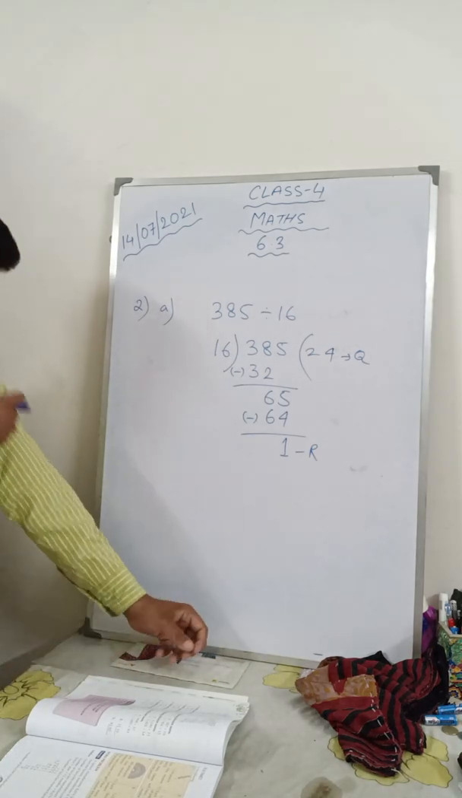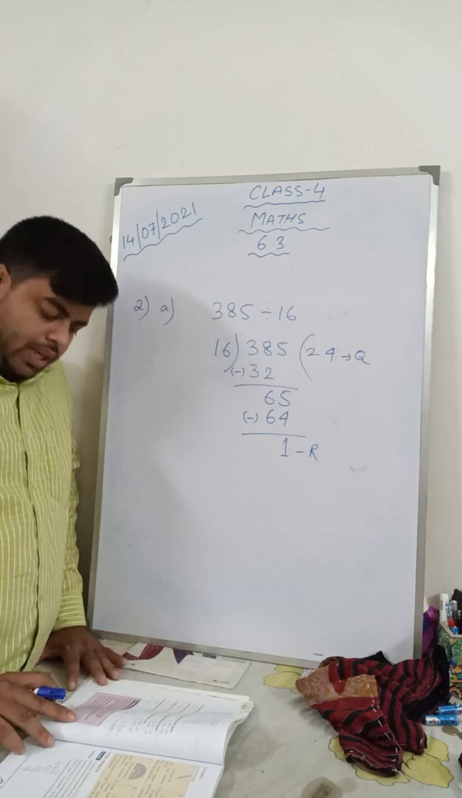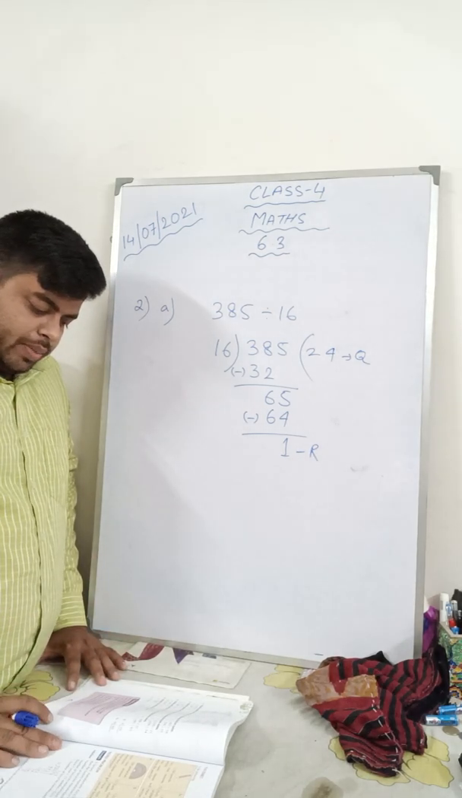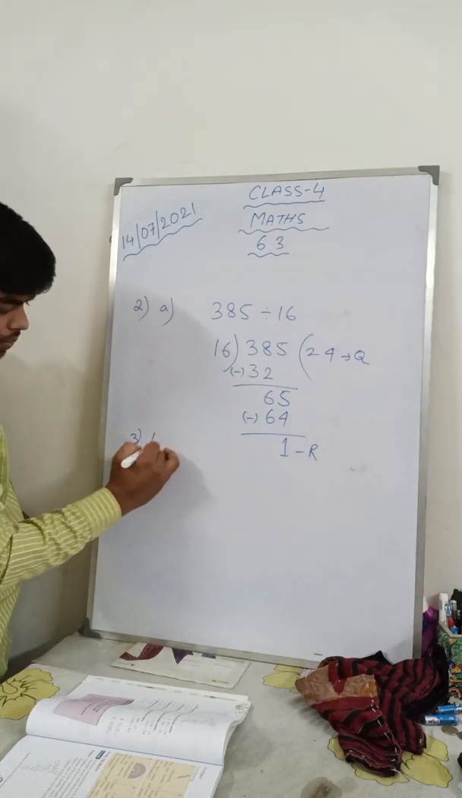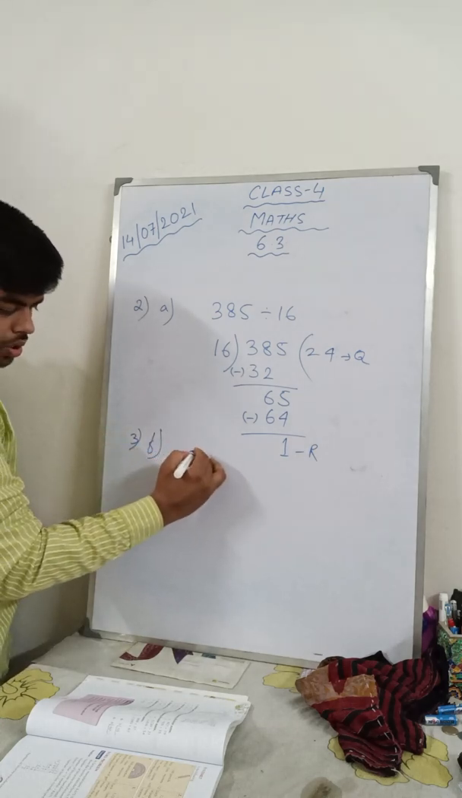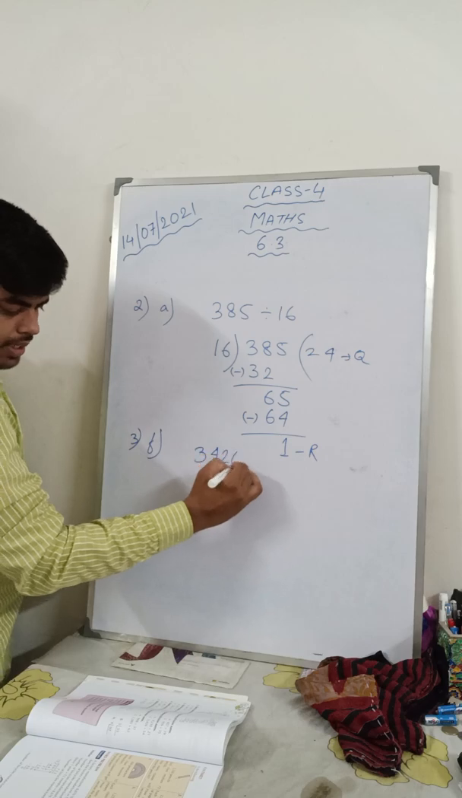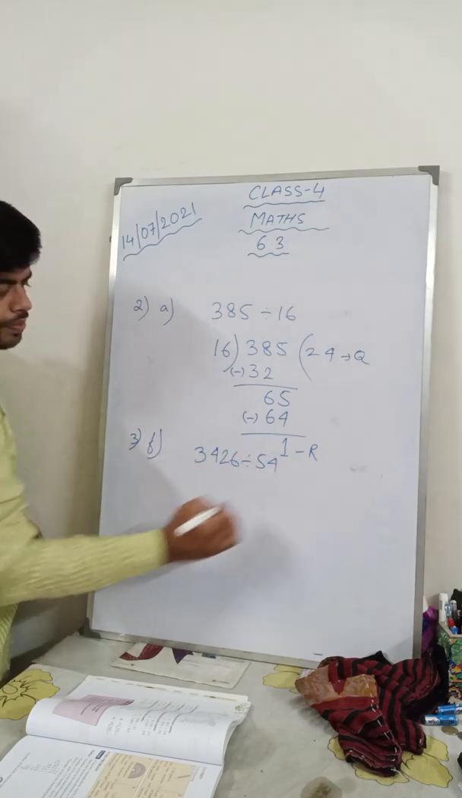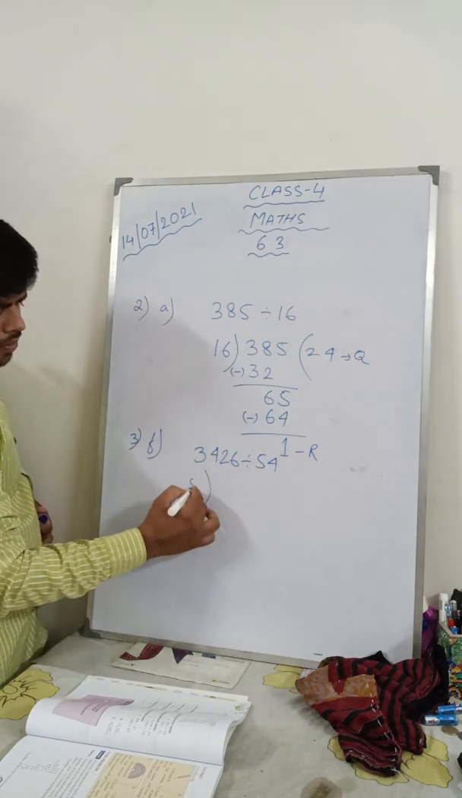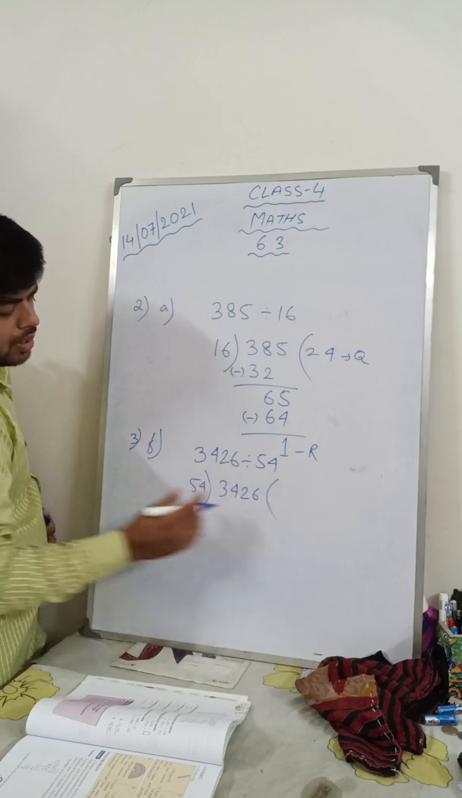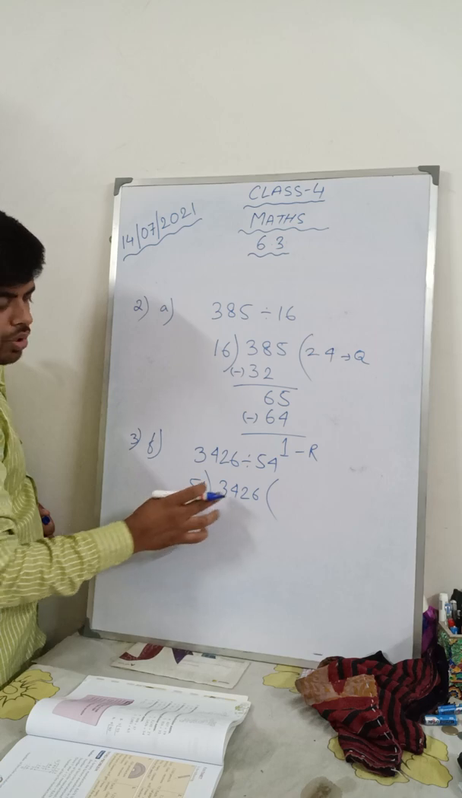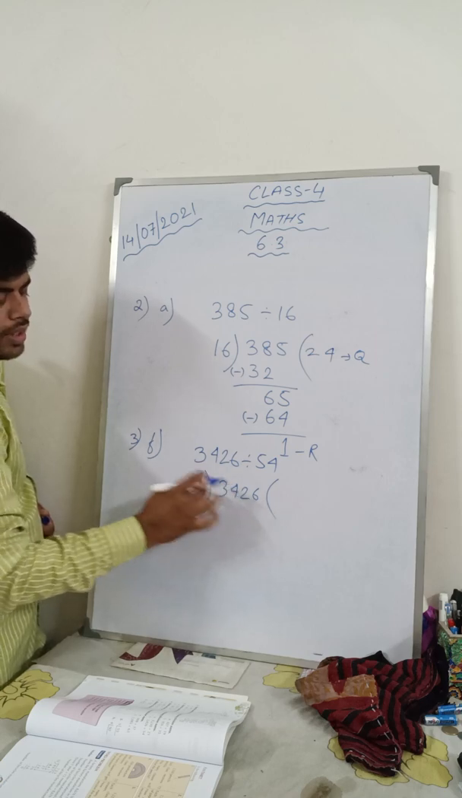Question number 3 is also the same, where you have to divide a 4-digit number by a 2-digit number, double digit. So let me show you one from question number 3. Question number 3F. That is a long question. 3426 divided by 54. Let us divide by 54. 3 is not divisible, so 34 is also not divisible, so take 3 digits.